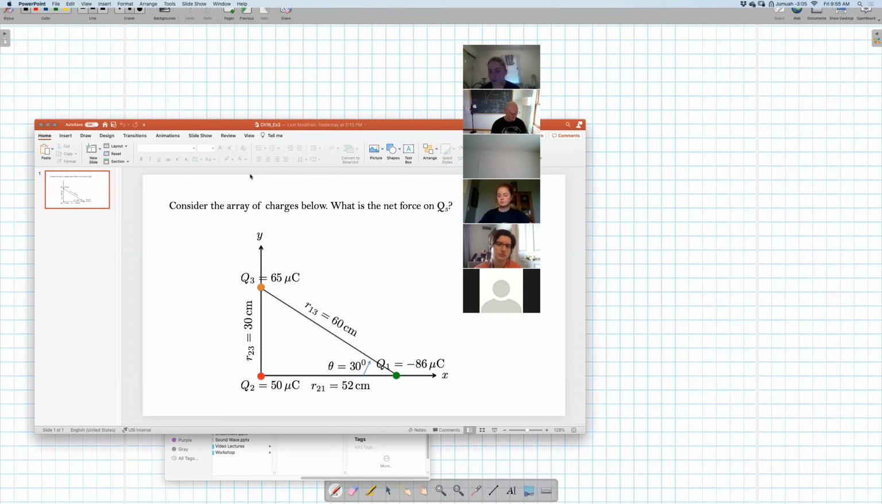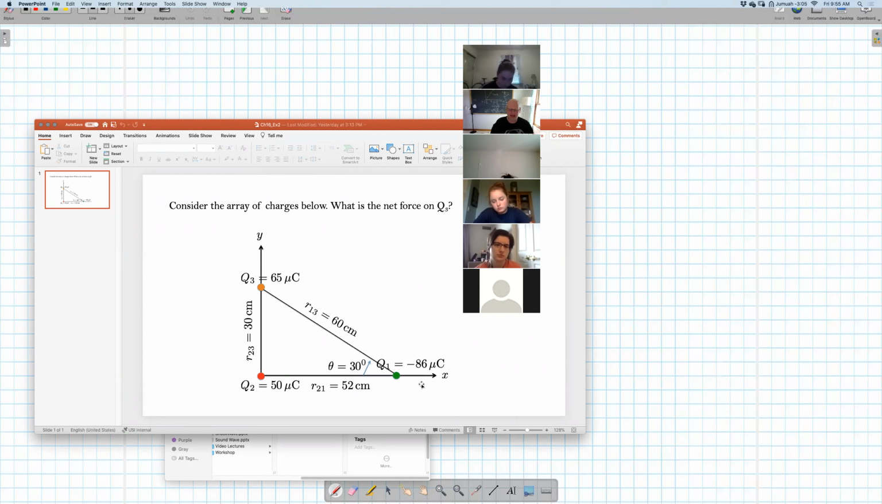Great, here we go. Okay, so here we have an array of particles, such as this, and what we want to know is what is the force on this third charge here? Basically, Q2 is at the origin, according to this coordinate system, which has a charge of 50 microcoulombs.